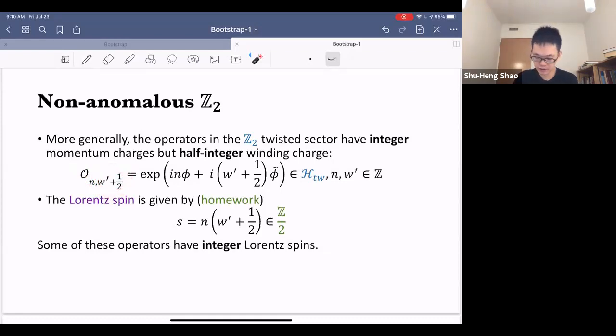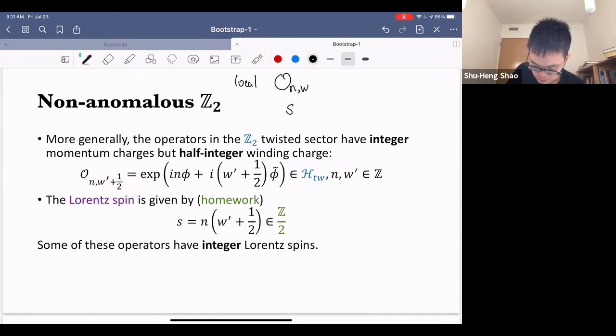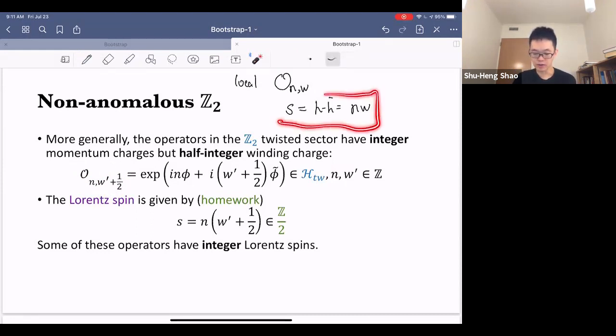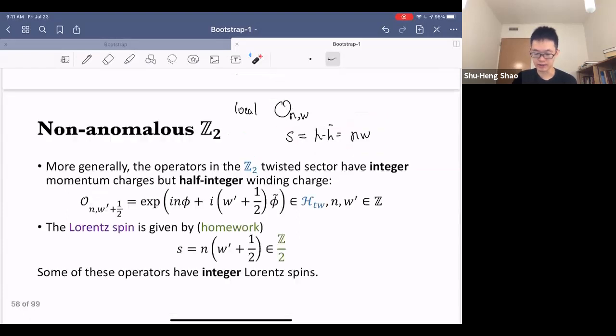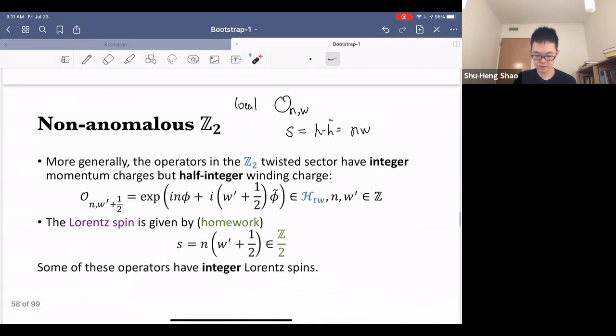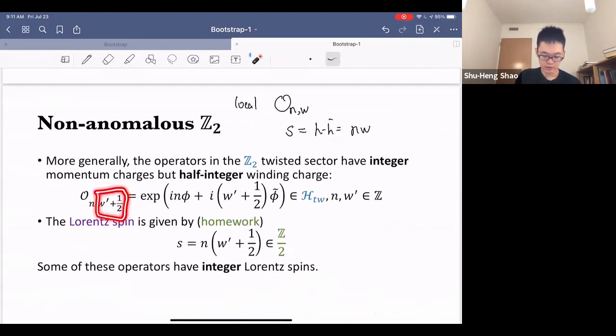All right, so yesterday we had a homework problem, which was to work out the spin, the conformal weight of this local operator O_{n,w}. And let me remind you that one of the results is that the Lorentz spin S, namely h minus h bar, for this operator is given by n times w. And it's not hard to convince yourself that this formula extends to operators living at the end of a branch cut. But now the winding number is half integral.